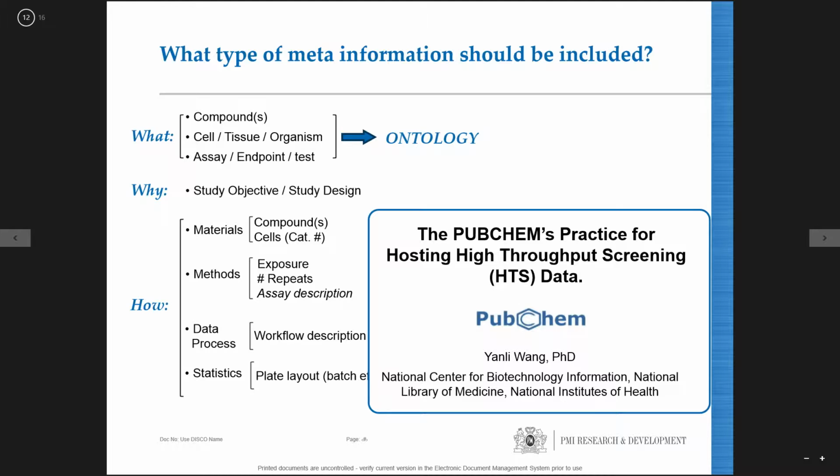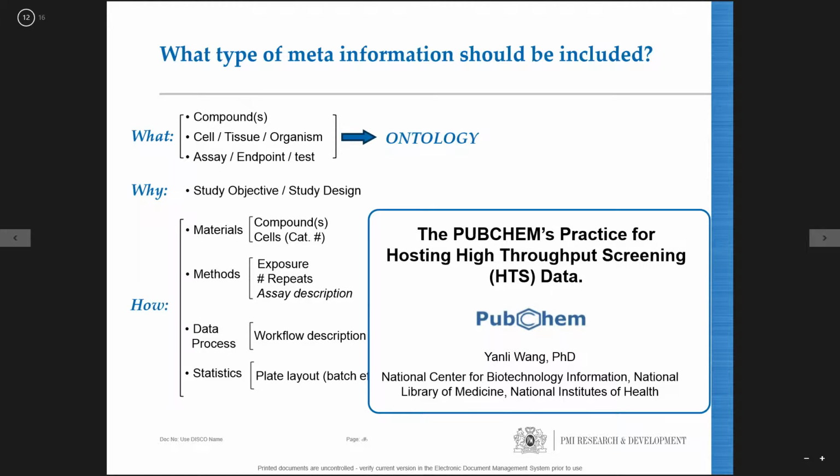What's your study objective? What was the study design? Because having a good rationale will allow anybody else to see whether this data set was generated in the best possible way, and if it's fit for purpose. And then finally, it's important to address the how. What are the materials that we use? Where do they come from? If they're single compounds, if they're complex mixtures, how they were generated. The cells, what type of cells? Primary, where are they coming from?